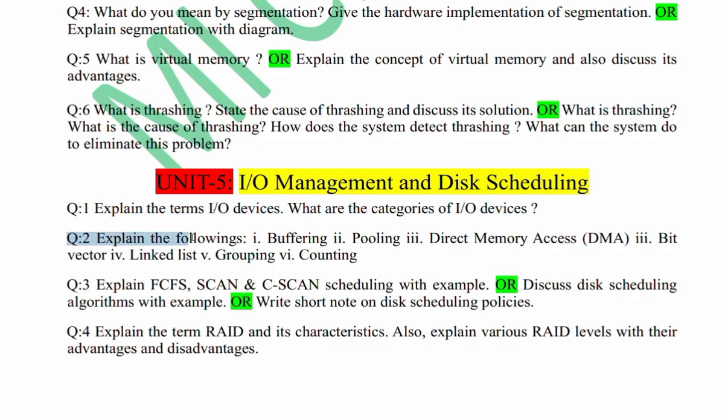Question number second is, explain the following. First is buffering, second is polling, third is direct memory access, DMA, fourth is bit vector, fifth is linked list, sixth is grouping, and last is counting.